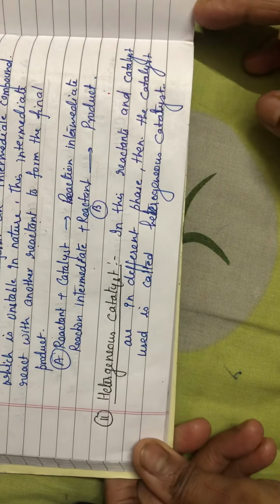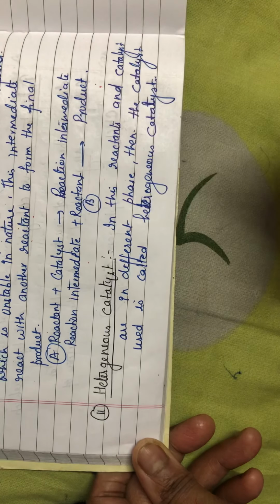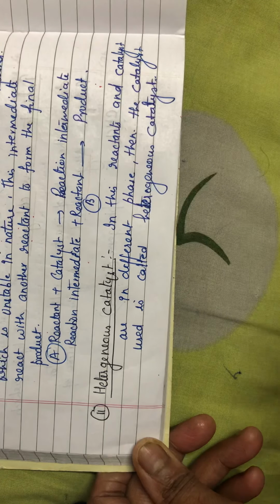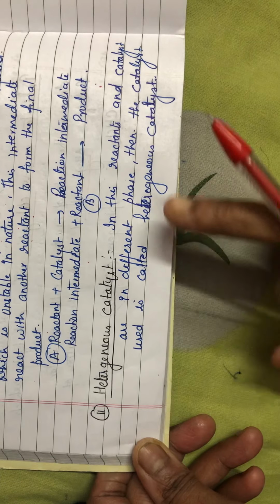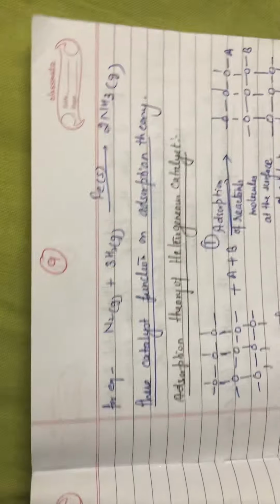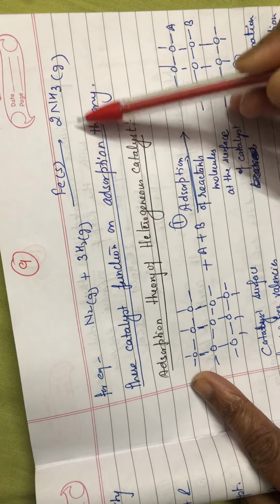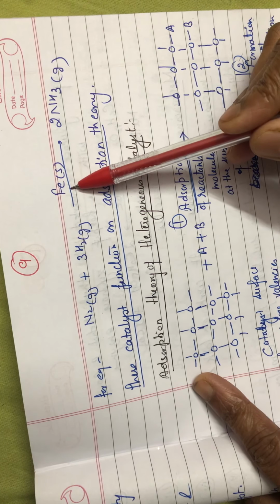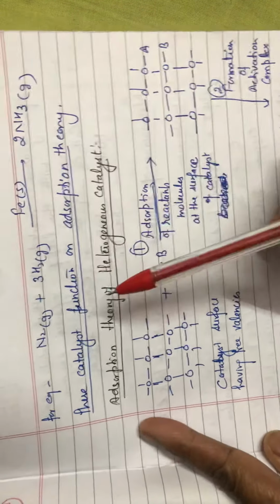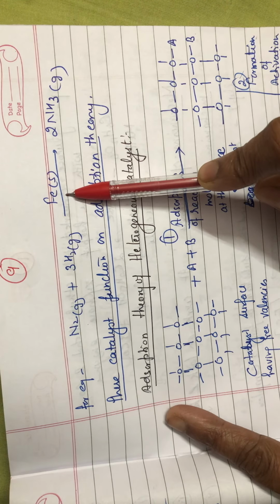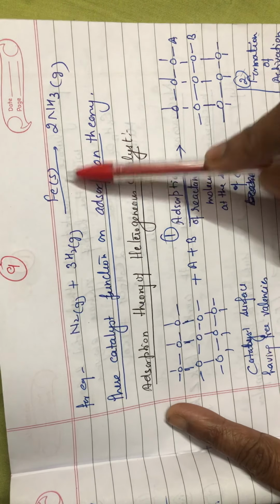Now what is heterogeneous catalyst? Heterogeneous catalysts are those in which, in a particular reaction, reactant and catalyst are not in the same phase, they are in different phases. For example, a very simple example: nitrogen and H2 react and form ammonia gas, and we are using iron as a catalyst. You can see here nitrogen and hydrogen are in gaseous phase, but iron, which is used as a catalyst, is in solid phase. So this is the example of heterogeneous catalyst.